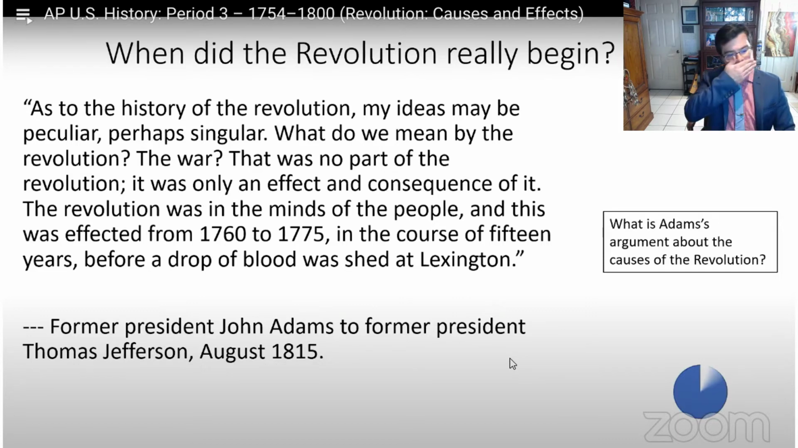Okay. So John Adams here is writing a letter to his friend, his homeboy, Thomas Jefferson. And they had beef for a little while, but they got over it. And they died on the same day, guys, on July 4th. So John Adams is like, dude, when did the revolution happen? What is his argument? We have to make arguments for our essay, for our thesis. What is the argument of John Adams here?